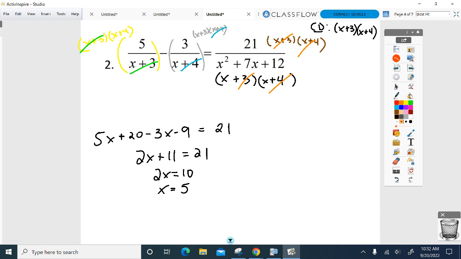Again, type in the left side, you'll get a number. Type in the right side, hopefully you get the same number. If you do, 5's an answer. All right, we're good with 5.